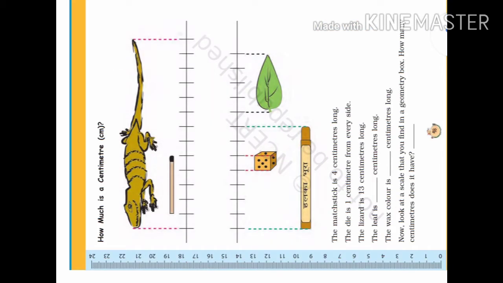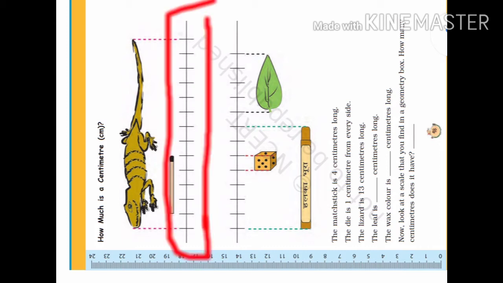Okay, next here, for this page you need to have a measuring scale with you, and also you need to understand how things are measured using these measuring scales. Okay, see, the matchstick is 4 centimeter long. How did you know the matchstick is 4 centimeter long? Because it is shown here with the help of the measuring scale.